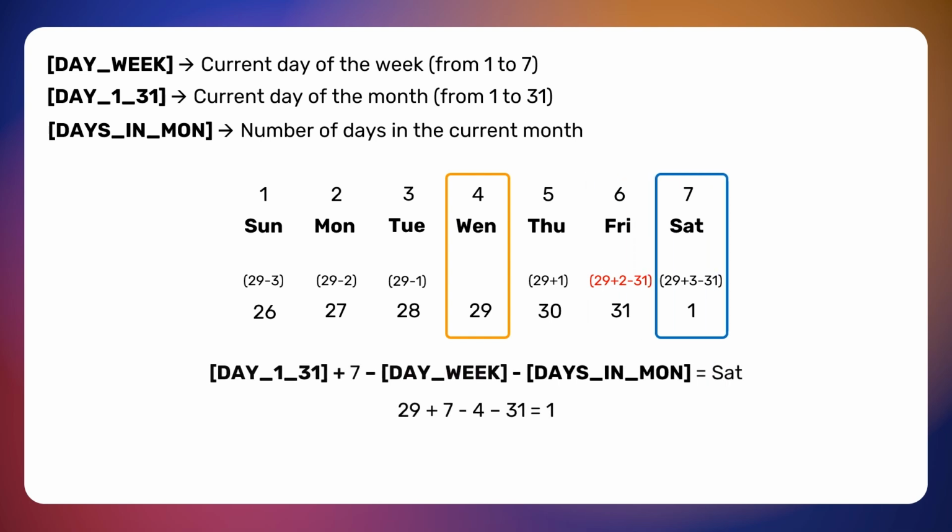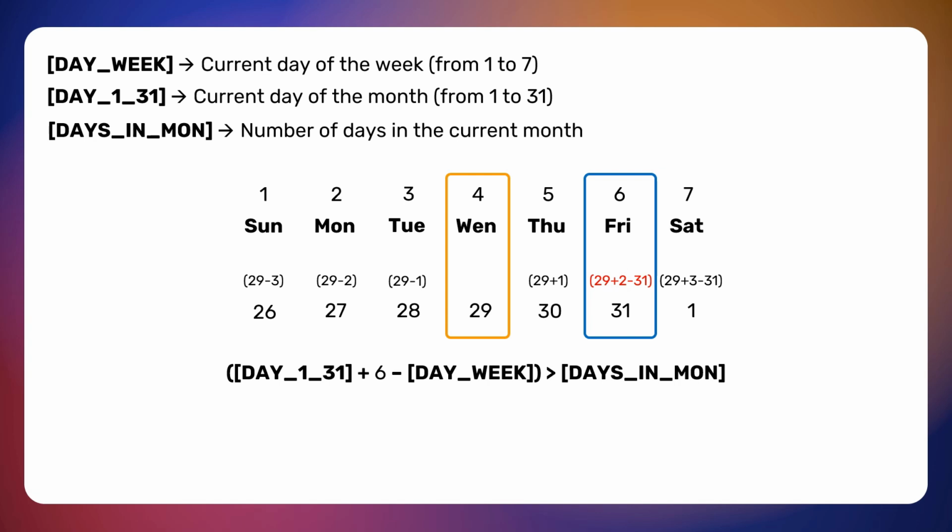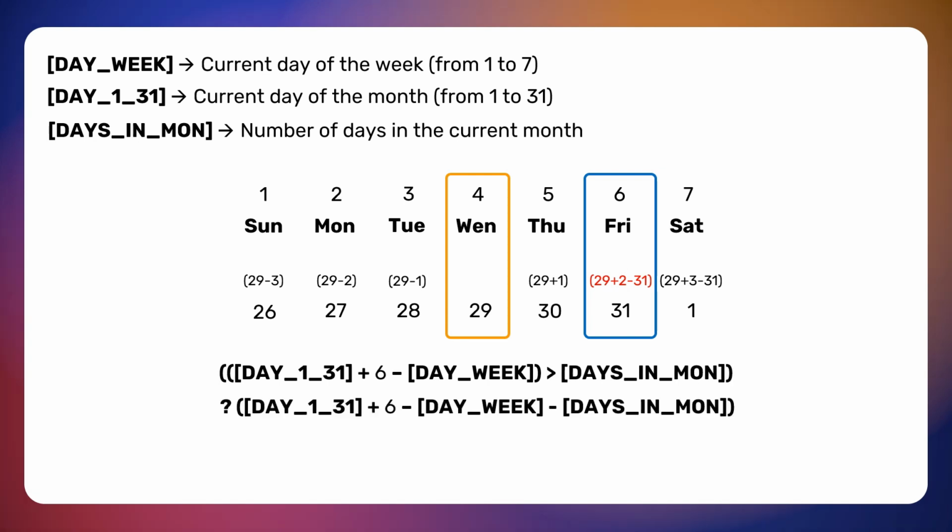This happens because this expression only works if the first expression we've created is greater than the total days the current month has. So, we need to check this using the tags. If we add the difference of the days of the week to the current day of the month, and the result is greater than the total number of days the current month has, we return the expression we just created, which will subtract the number of days the current month has. Otherwise, we return the same expression without subtracting the total number of days. Now using this expression, the results returned are correct.